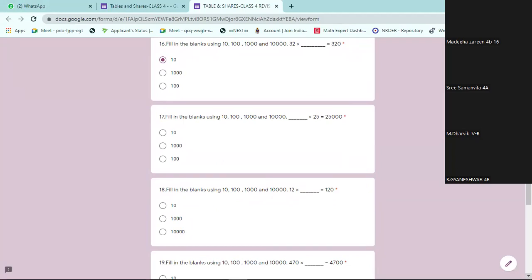25 is multiplied by something, giving 25,000. So 25, 25, 3 zeros extra. 3 zeros extra means 1000. 3 zeros you are getting, so you are multiplied with 3 zeros. That is the logic.